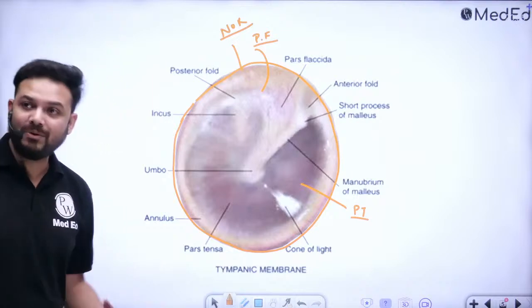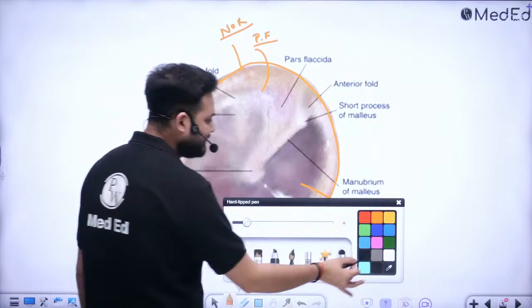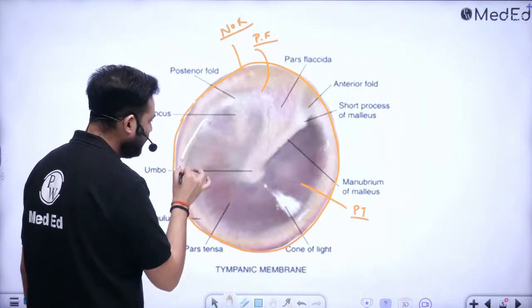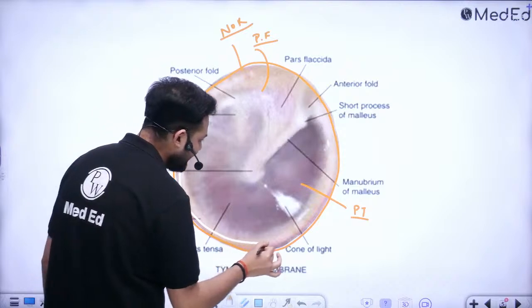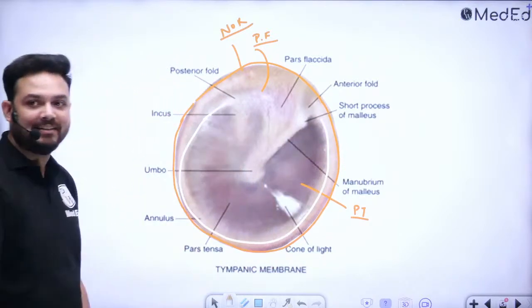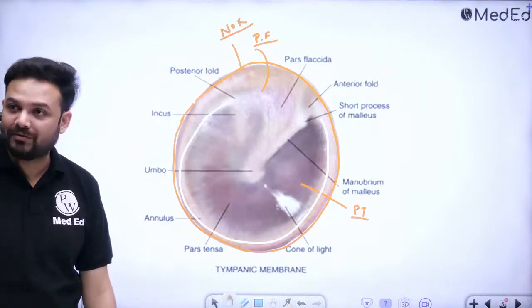Correct? Around the pars tensa, what did I tell you? Around the pars tensa there is a thickening of the fibrous layer. And what do we call that? We call that the annulus. So this is my annulus, which is present around the pars tensa. The annulus is not present around the pars flaccida. That's what we have read.